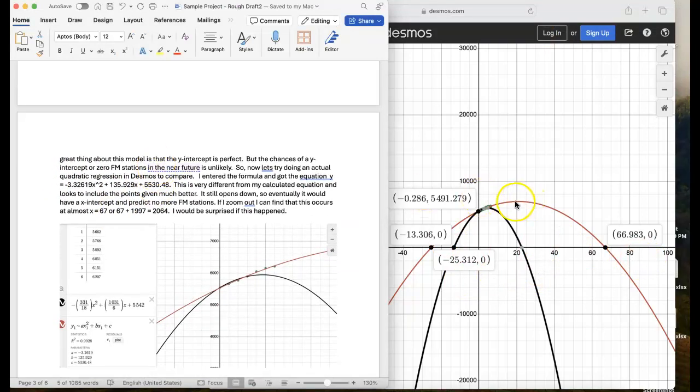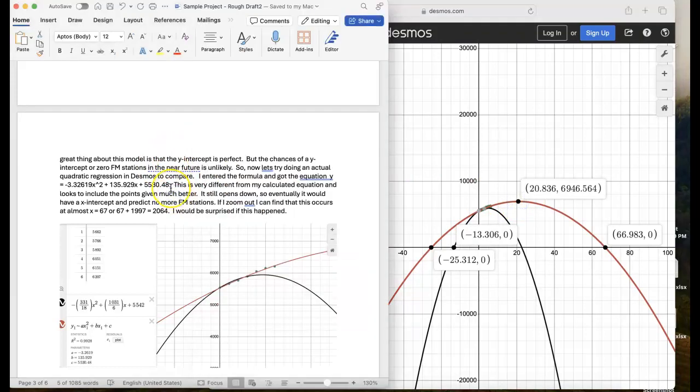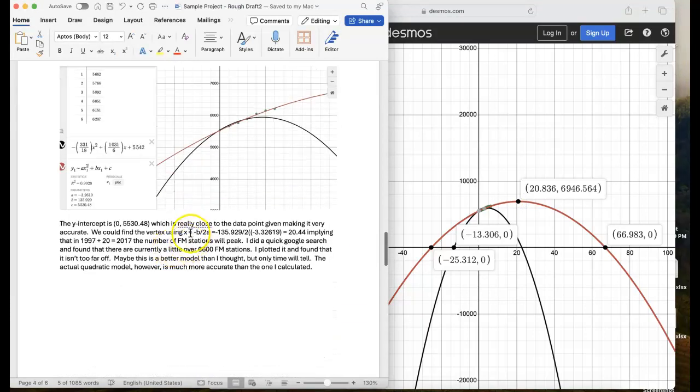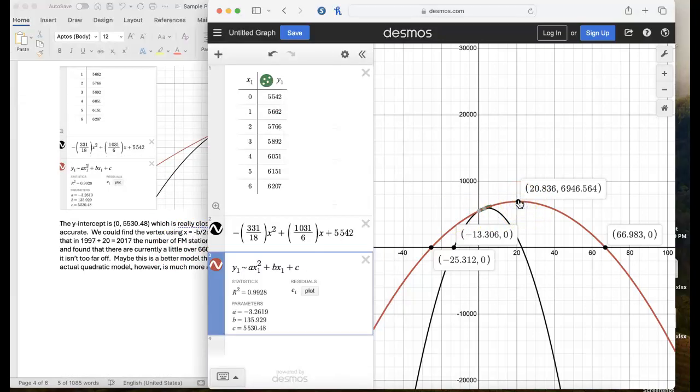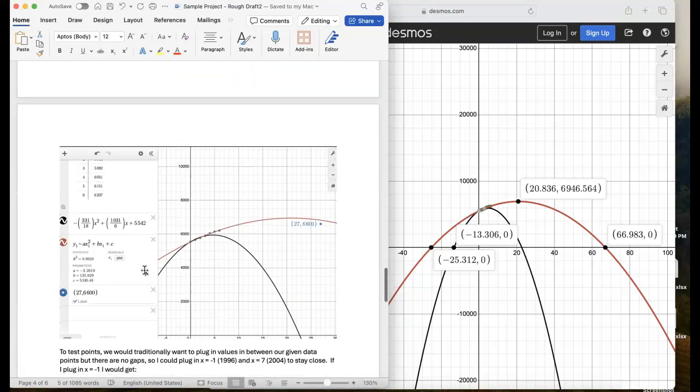I also found the vertex. I just used the formula x equals negative b divided by 2a to find the value of the vertex, which I showed here. But you could also go in here and just click on it. Desmos is amazing. It will show you everything you need. So it's saying that in 20 years from 1997 that the number of FM stations is going to go down. Unlikely, but could happen.